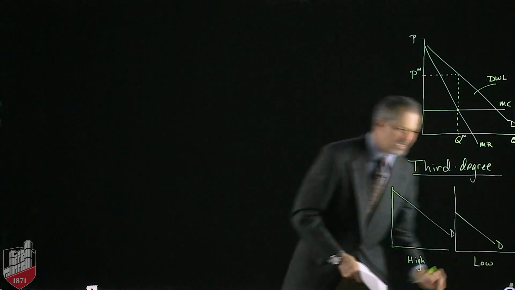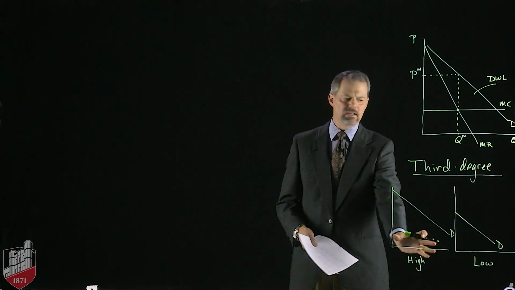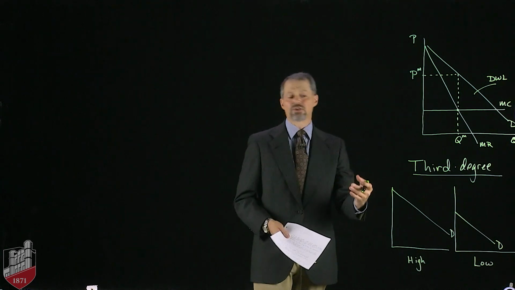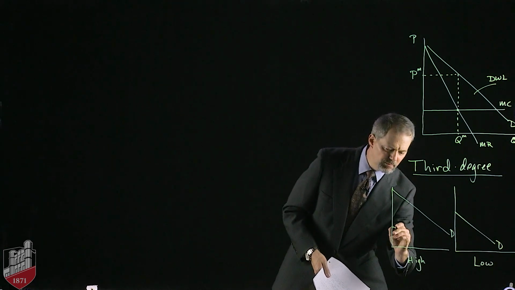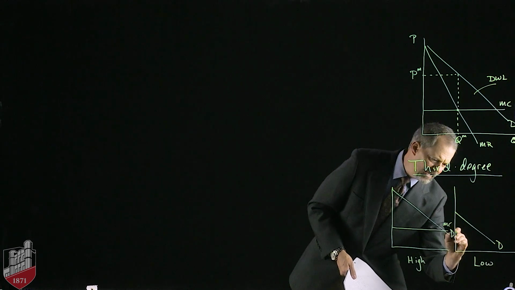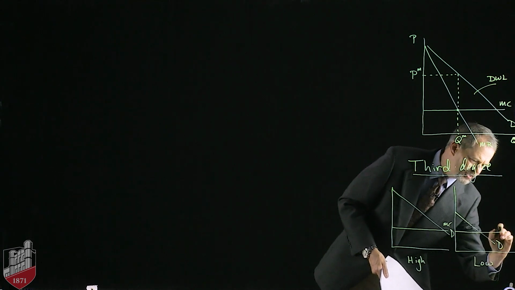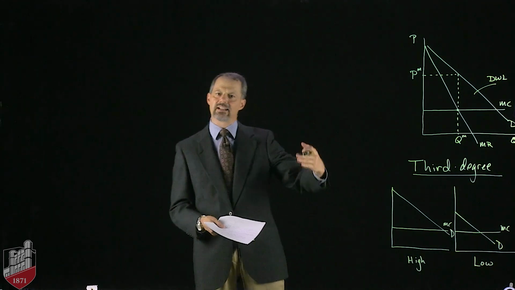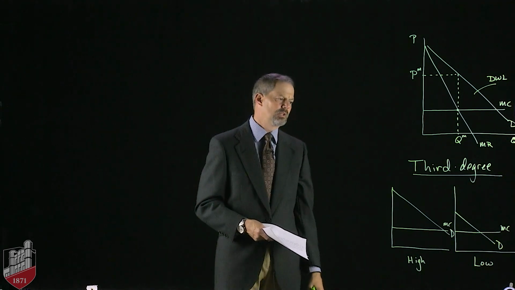So there's the demand curve for the high willingness to pay group. There's the demand curve for the low willingness to pay group. Let's put our marginal cost on here. Let's assume that marginal cost is constant. So there's marginal cost, and it doesn't depend on which group you're selling the good to. It's constant and identical between the two groups.